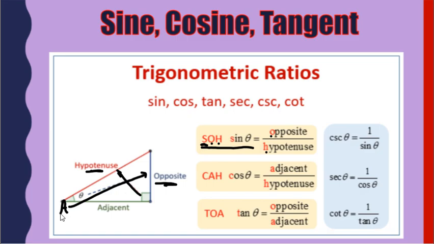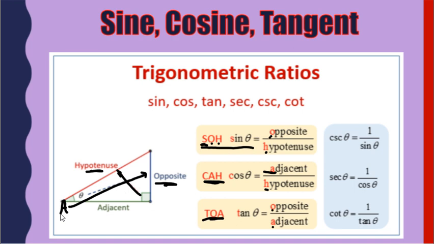So sine is opposite over hypotenuse. CAH is cosine, adjacent over hypotenuse. And then TOA, tangent, which is opposite over adjacent.